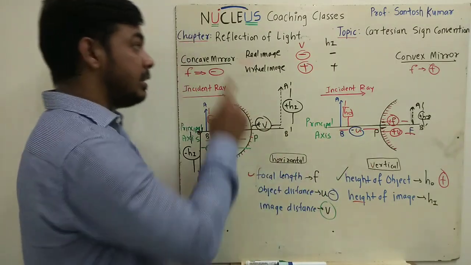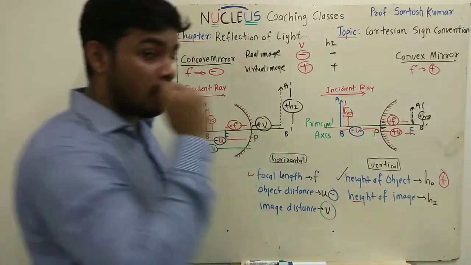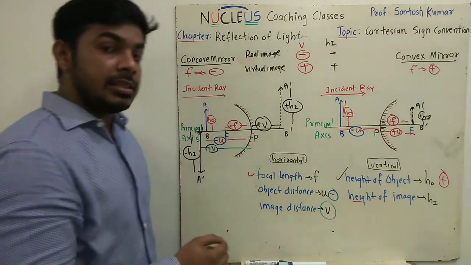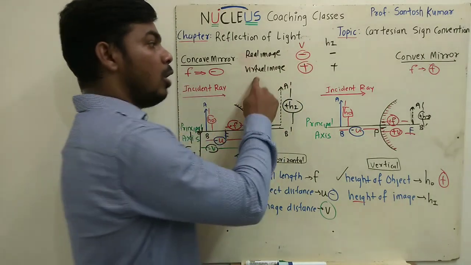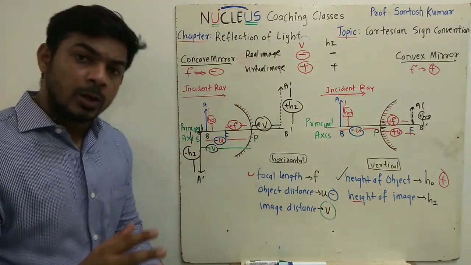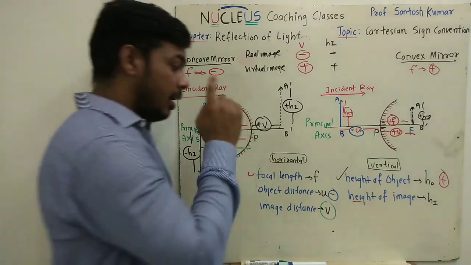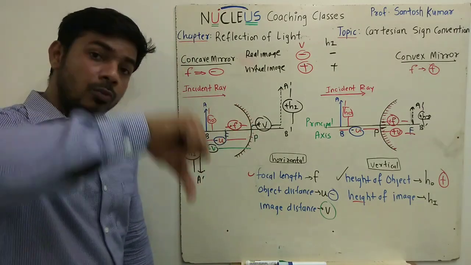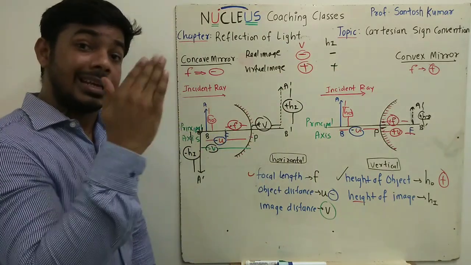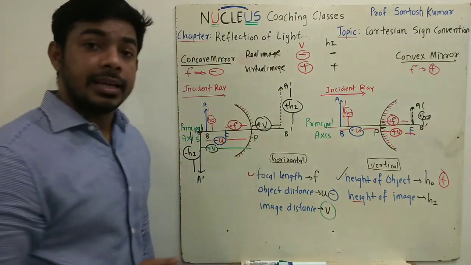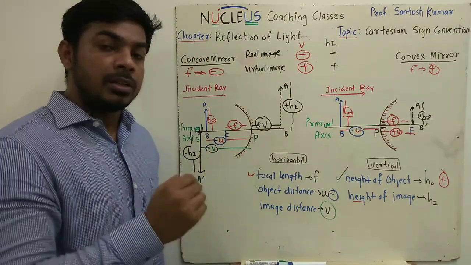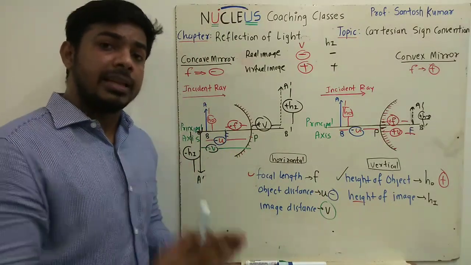So remember, focal length is negative for a concave mirror and positive for a convex mirror. Object distance will always be negative. Image distance, if it is a real image, will be negative; for a virtual image it will be positive. The height of the object will always be positive because it is always above the principal axis. But for a real image, it will be inverted below the principal axis, so the height is taken as negative. If the image is virtual, erect, above the principal axis, it is taken as positive. Remember, the sign convention of these 5 parameters will help us to calculate the numericals in very simple steps.